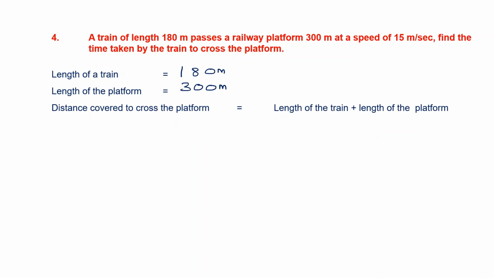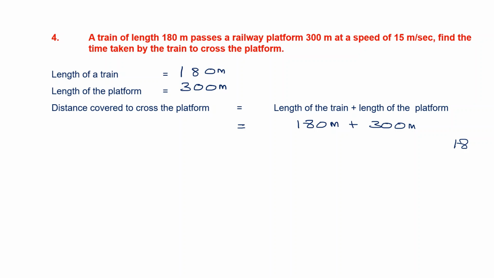Now the distance covered to cross the platform. Distance covered to cross the platform is the length of the train plus the length of the platform. So we need to add up these two, then we will get the distance. So let's add up what is given to us. The length of the train is 180 meters and the length of the platform is 300 meters. So let's add up these two.